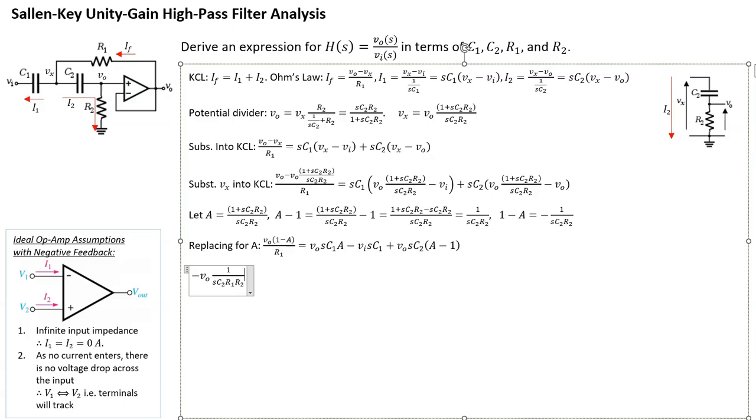Now, for the right side, VO SC1. Now A, well, A is this, so I'm just putting it back. A is just this, so I'm just going to put this back.